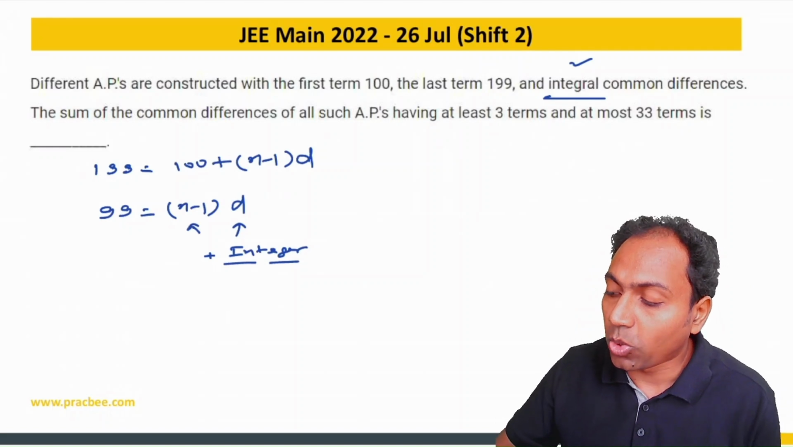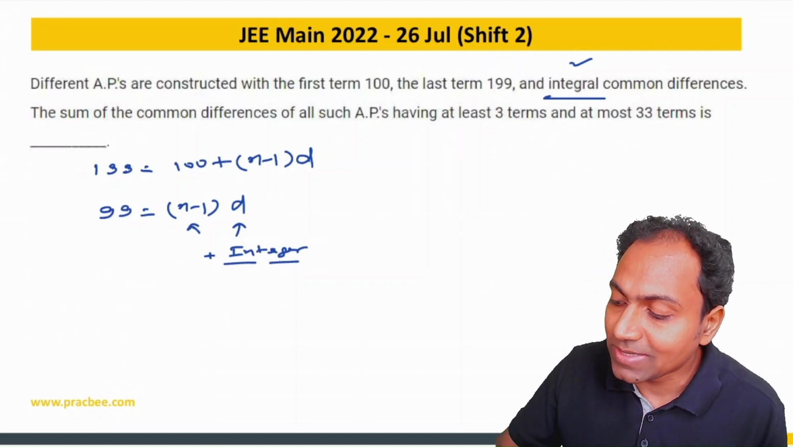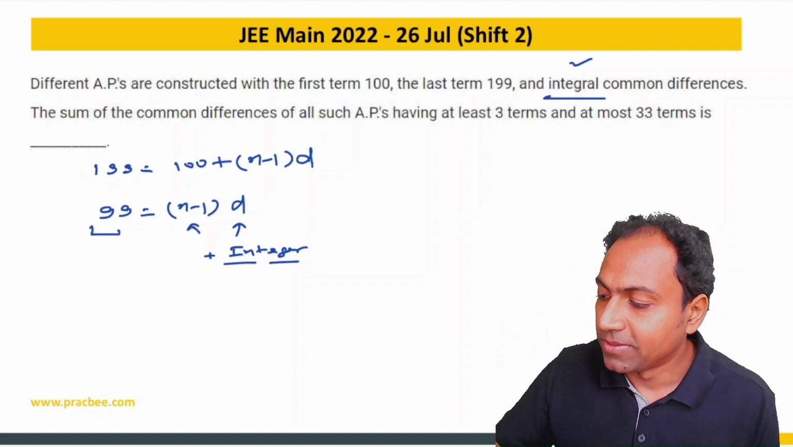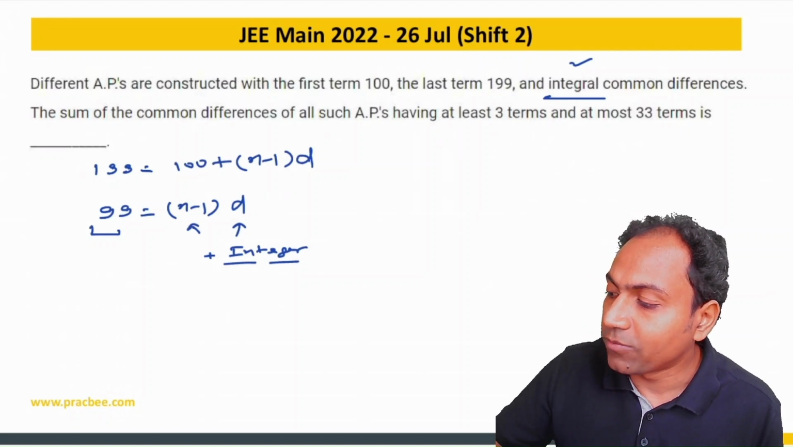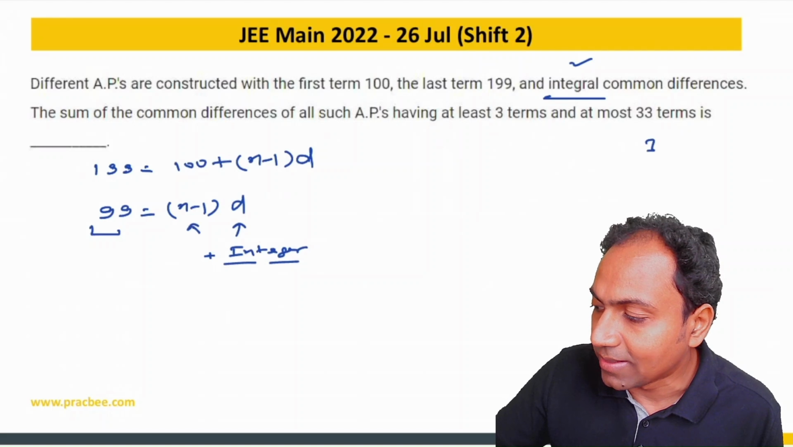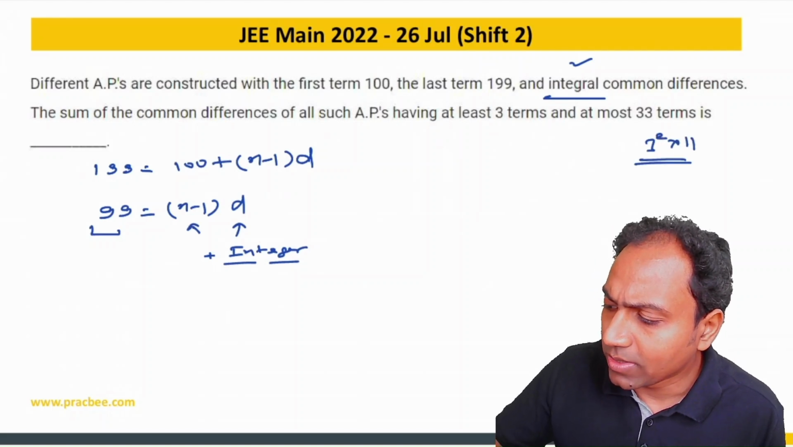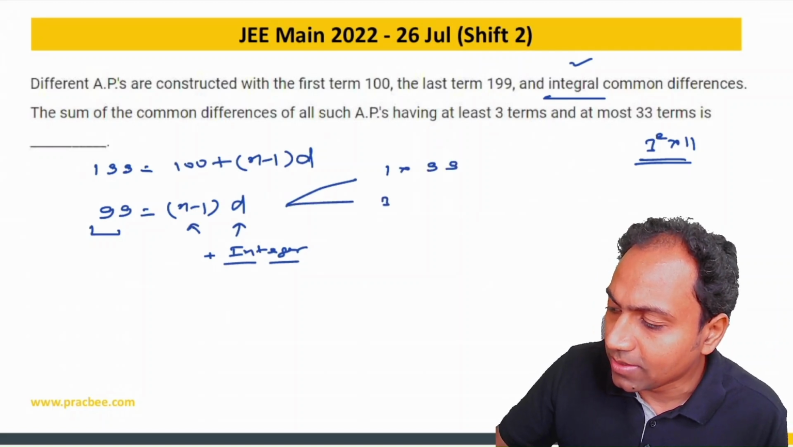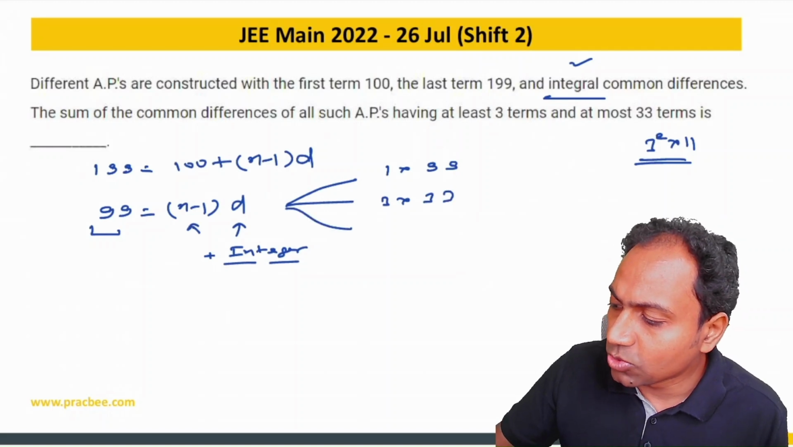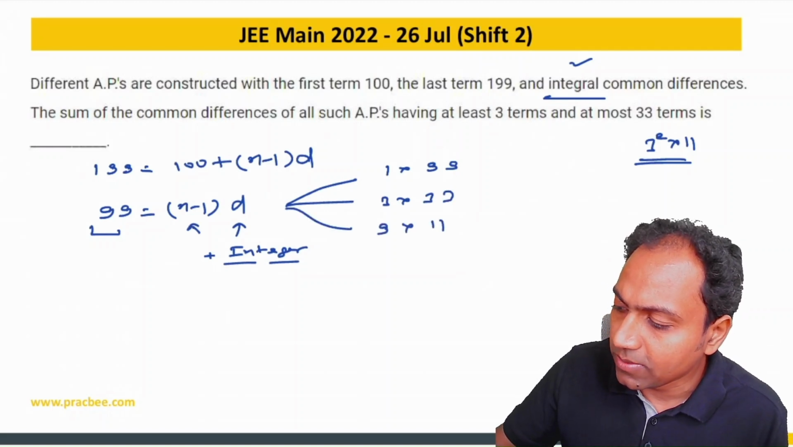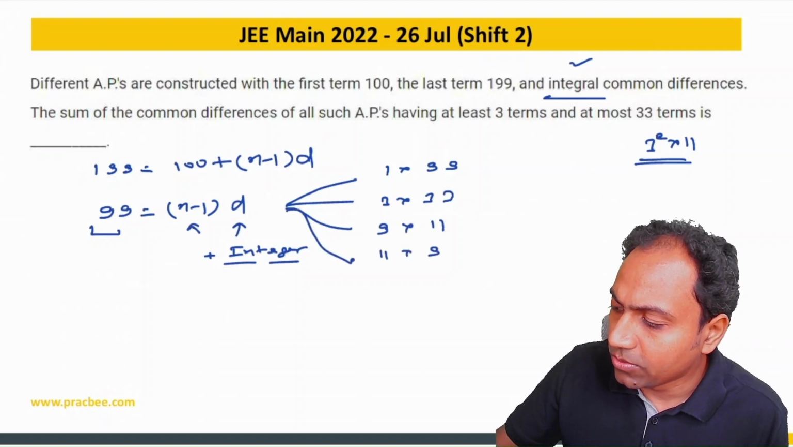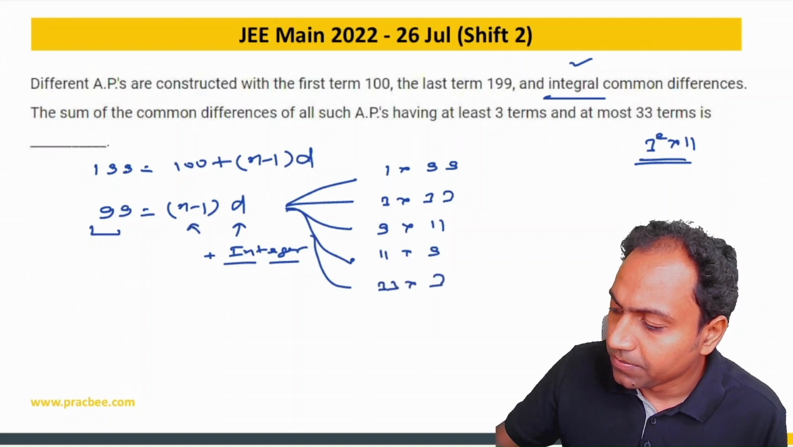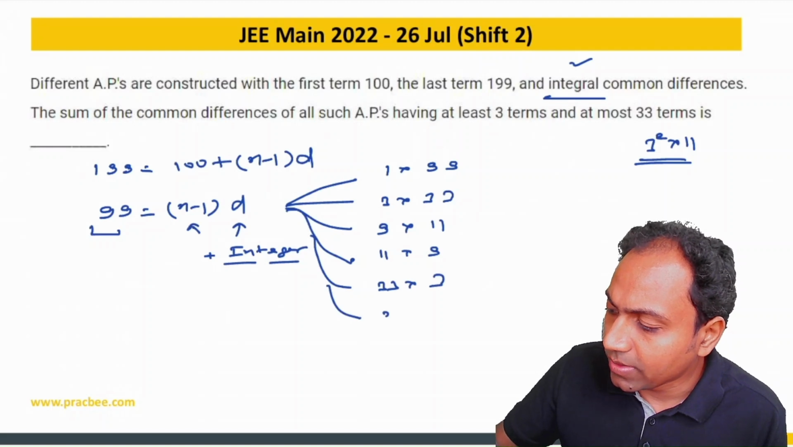So now what we need to do is express 99 as a product of two positive integers, and those could be the possible values of n and d. For that we first write the prime factorization of 99, which is 3 square into 11. So we can take 1 and 99, this could be one of the cases. Another case could be 3 into 33. Another case could be 9 into 11. Another case, 11 into 9. Or one more case, 33 into 3. And another case is 99 into 1.